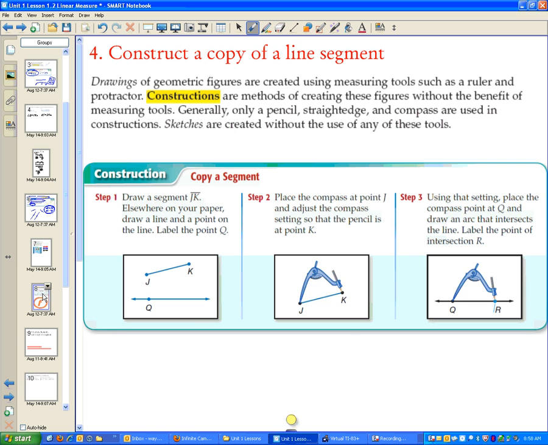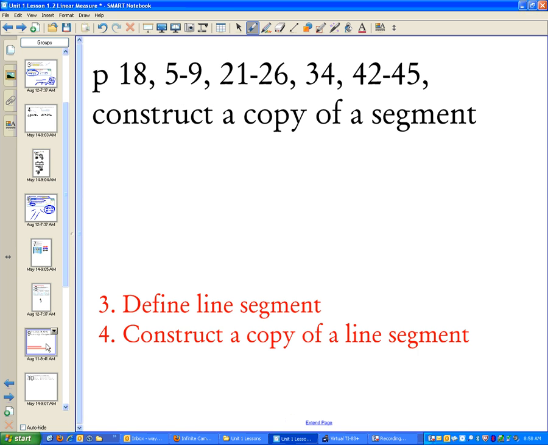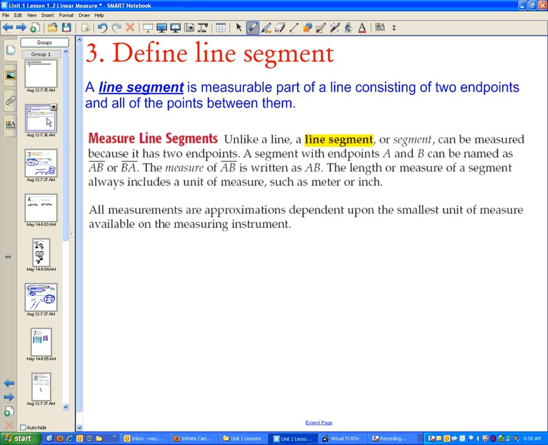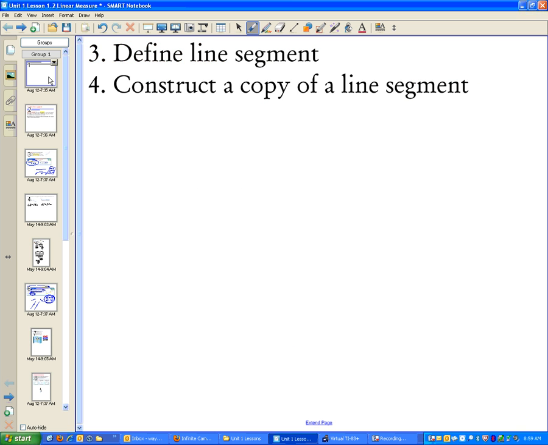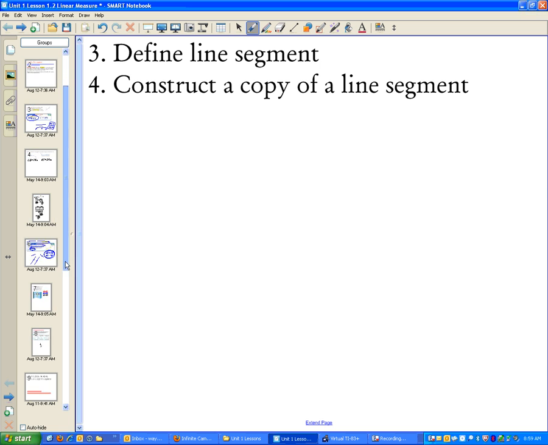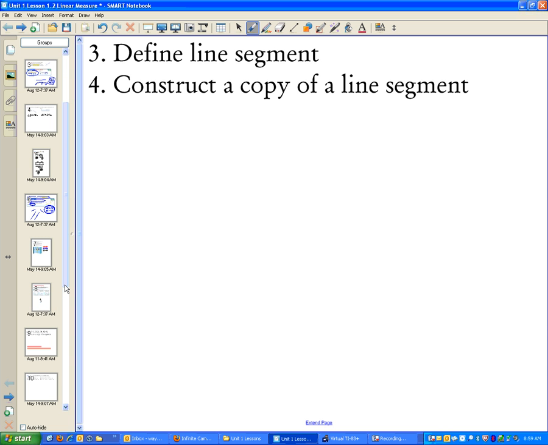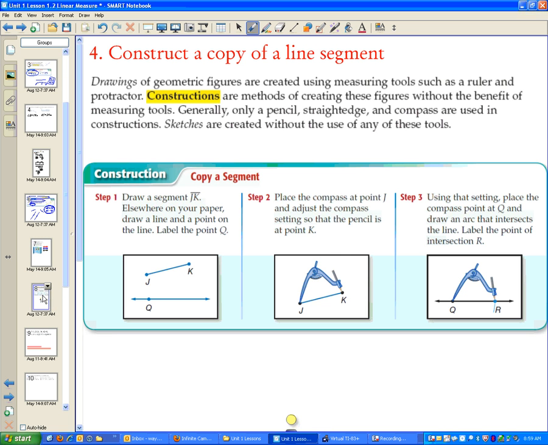All right. So let's see, what was our first learning target, by the way? Define a line segment. Did we do that? Yeah, we did that. Okay. Our second learning target was to construct a copy of a line segment. We haven't done that. All right, let's see, what page is that on? That's at the bottom of page 17.